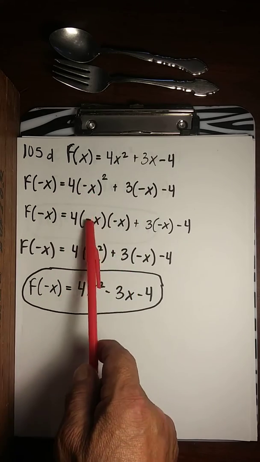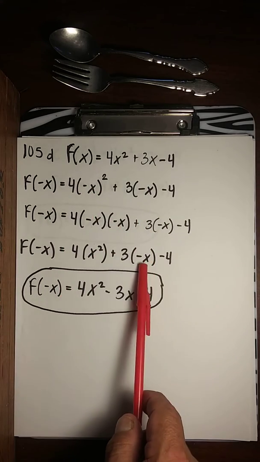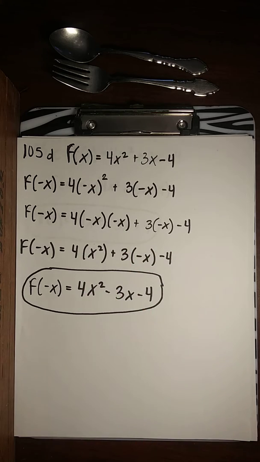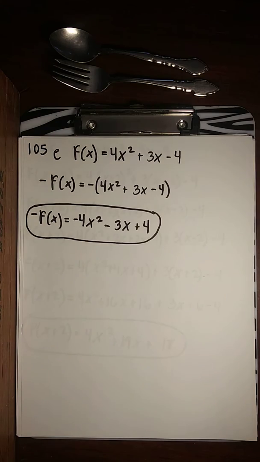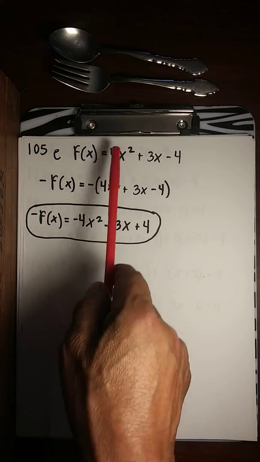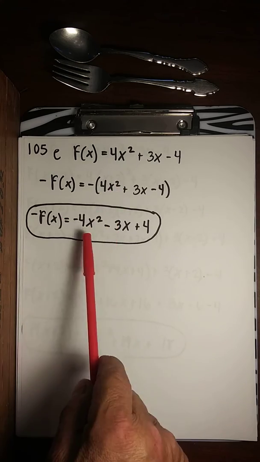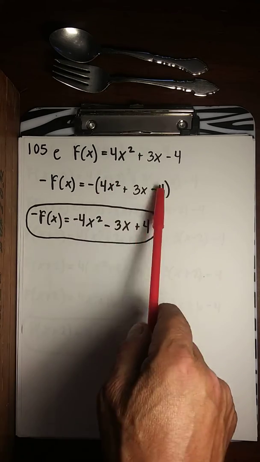Put a negative x in there. Negative x, negative x, negative x, positive x squared. That's there. This can be 4x squared minus 3x minus 4. The negative of this. So negative of this means all this is negative. So negative f of x is negative 4x squared, and negative 3x, and negative negative is positive.